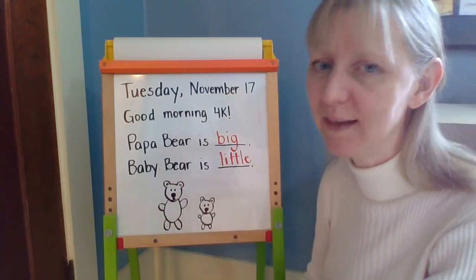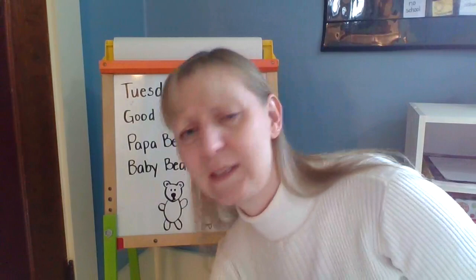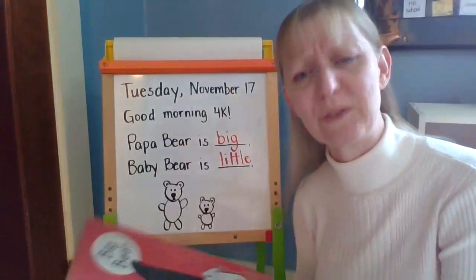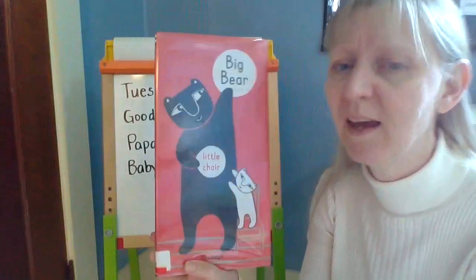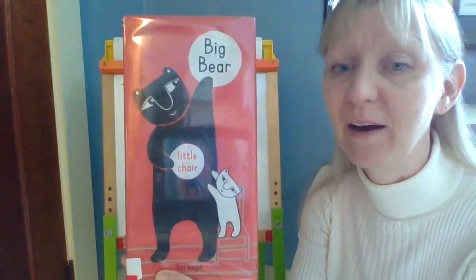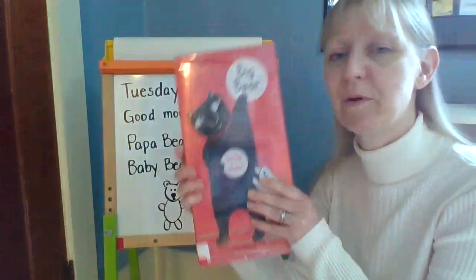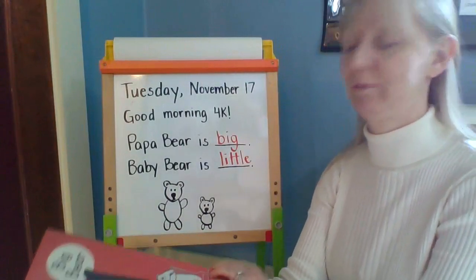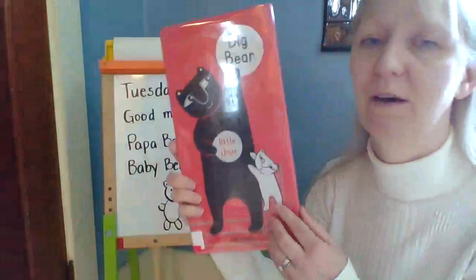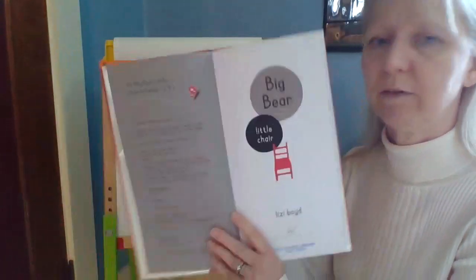Baby Bear is little. I have a story to read you today. It's a book. I just didn't really have a story in it today. It's what we call a concept book. And it's called Big Bear, Little Chair. In Goldilocks and the Three Bears, Baby Bear had a little chair, but Papa Bear had a big chair, right? Lizi Boyd is the author and the illustrator of this book. And it's kind of a cool shaped book.